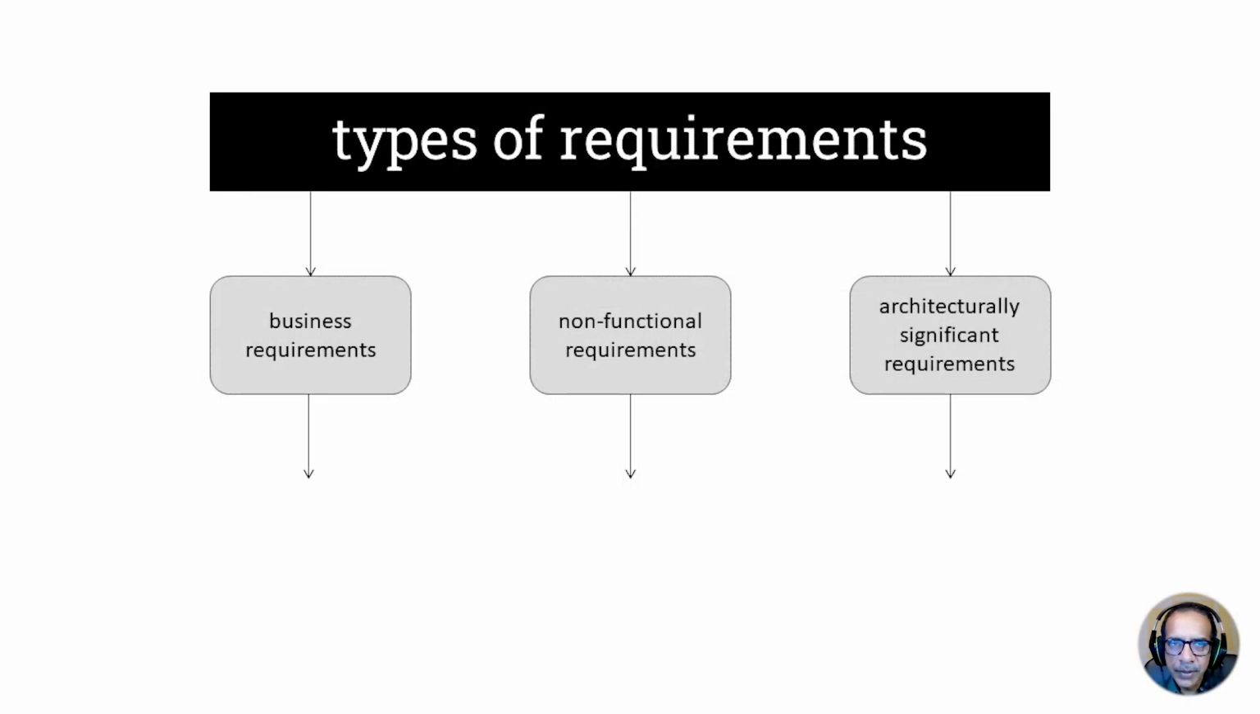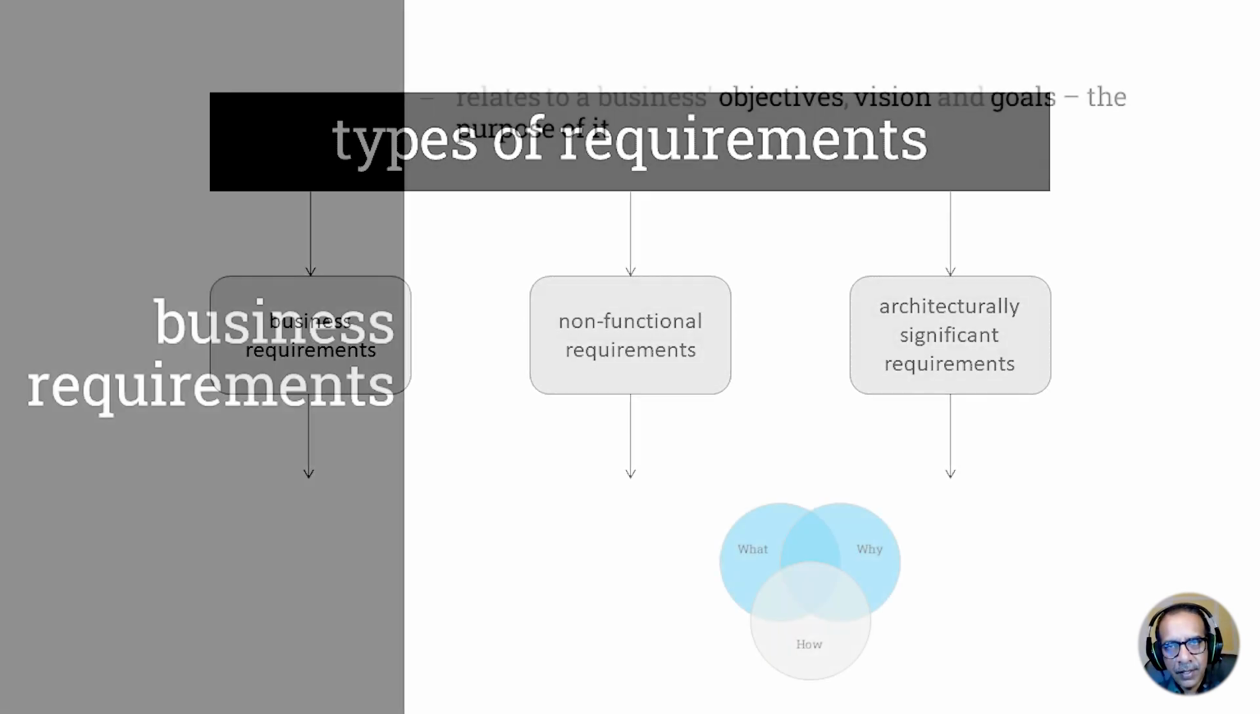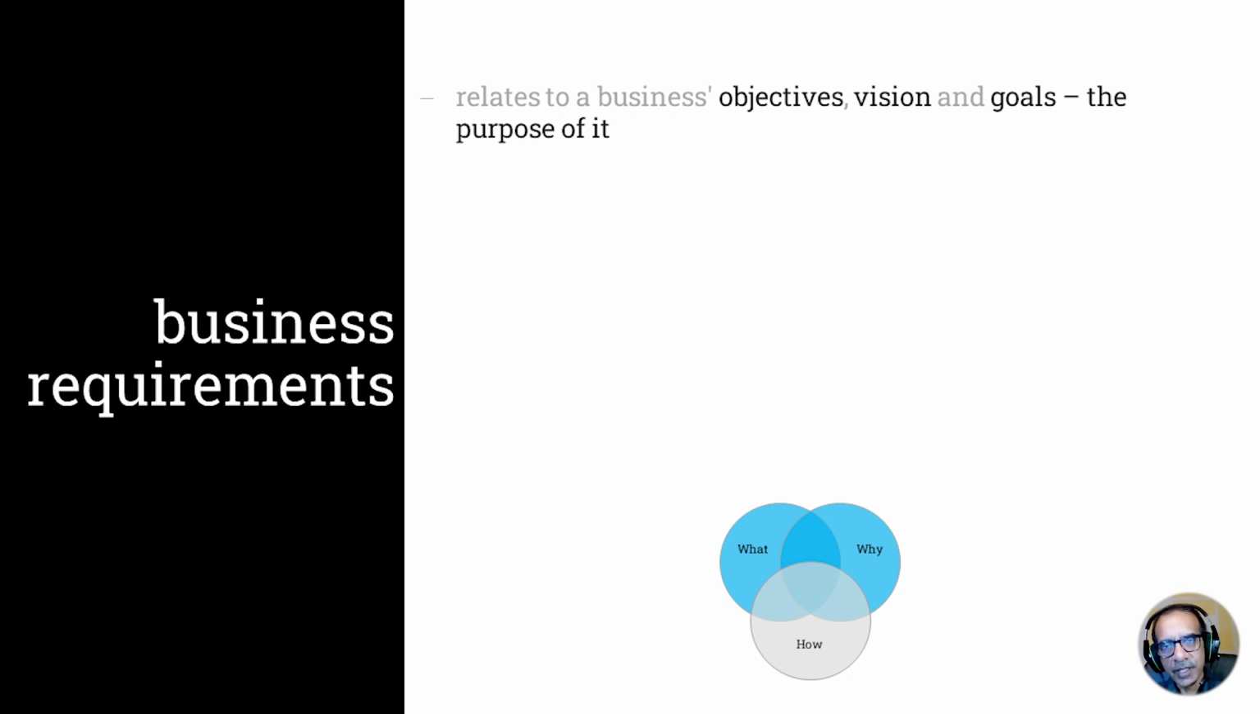For software development purposes, and not only software, for any product that requires architecture, including buildings, there are three types of requirements: business requirements, non-functional requirements, and architecturally significant requirements or ASRs. Business requirements reflect the objectives, the vision, and the goals. In short, the purpose of the product, the why and the what part of it.